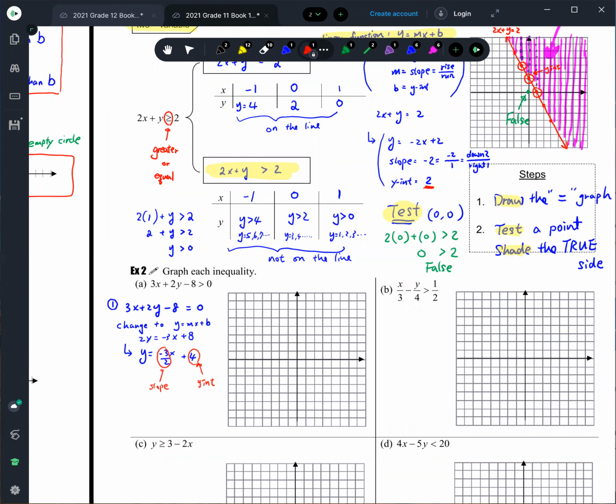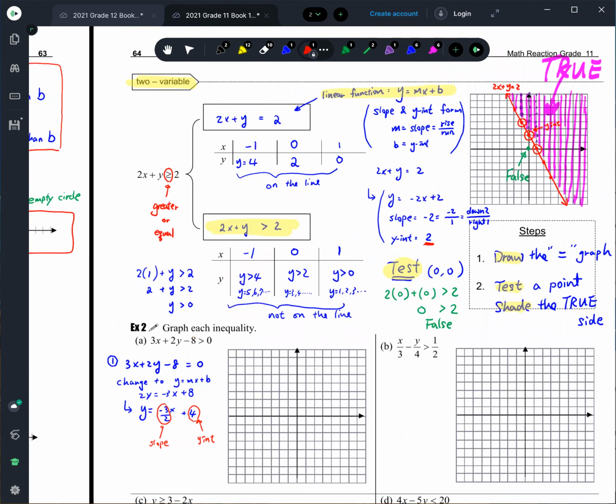Okay, so please draw the graph now. Use the y-intercept and then count the steps, count the slope to get a line. All right, so once you got the points, because this one does not have an equal in the question, your line should not include the points on the line. To show that, you use a dashed line. So make sure you write that down.